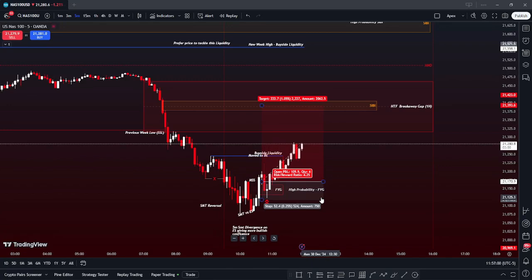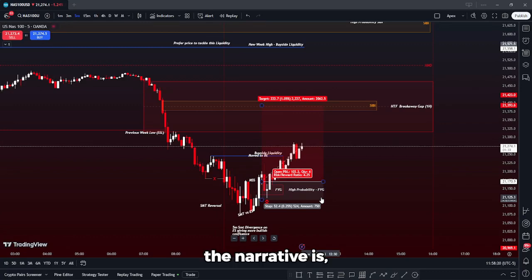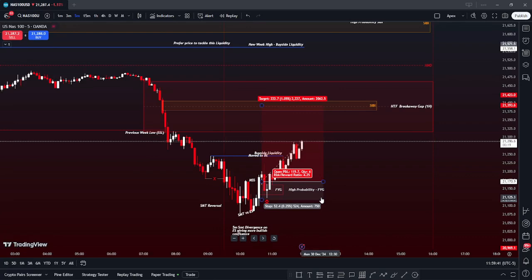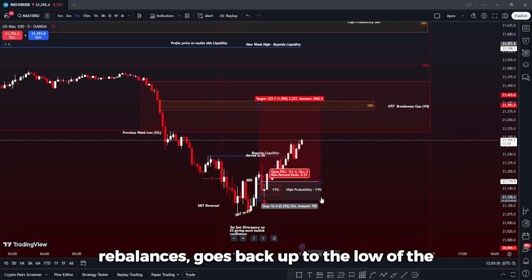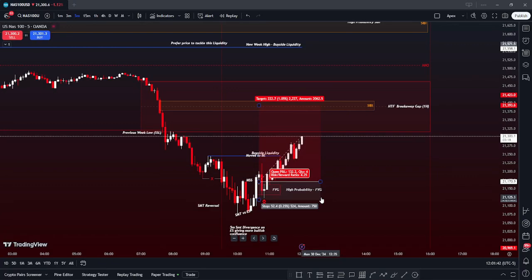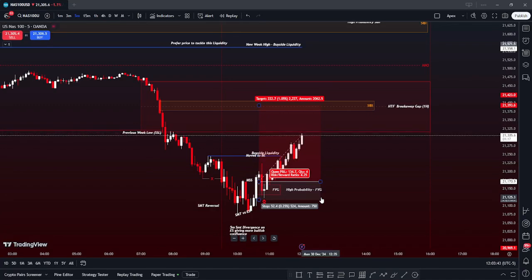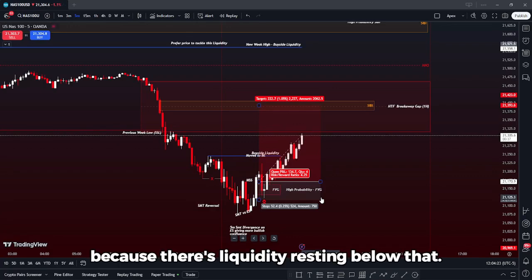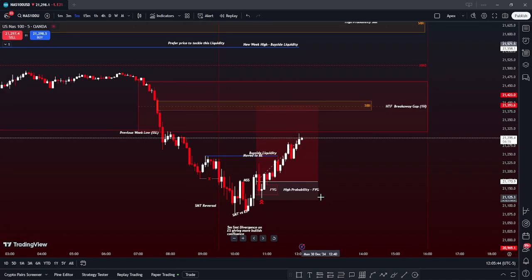That right there is a fair value gap, because it's implying, and the logic behind this narrative is, the market has already dropped, and we return back into that imbalance at 8:10, that candle. So it fills in that candle, rebalances, goes back up to the low of the candle at 8:05. Then price is allowed to release lower and take out the low at 7:10, because there's liquidity resting below that. And then now we just swept the low, or did we? Did we get that yet? Yep, we swept the low at 4:10.